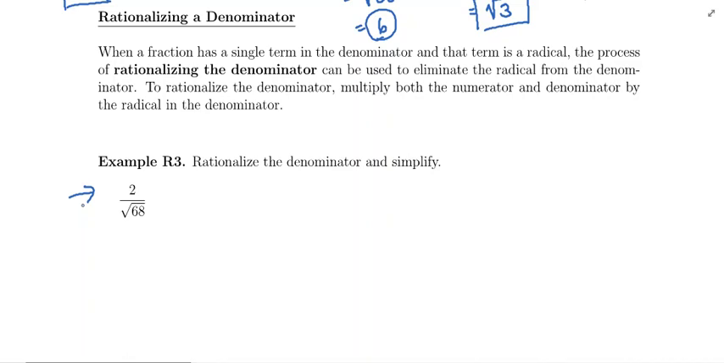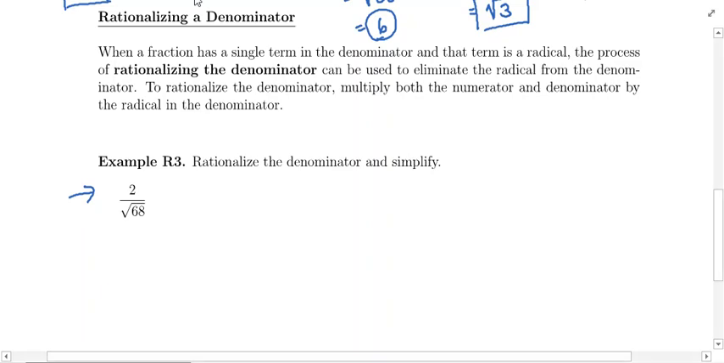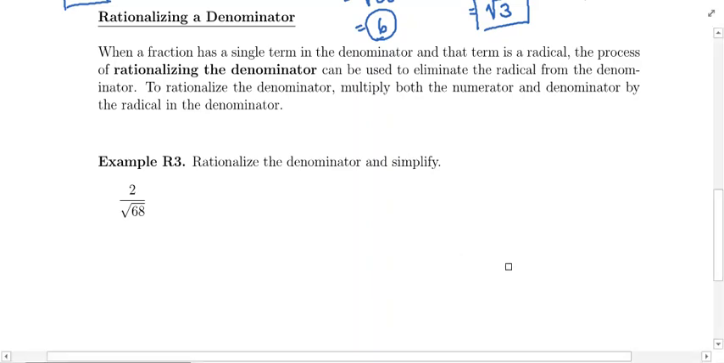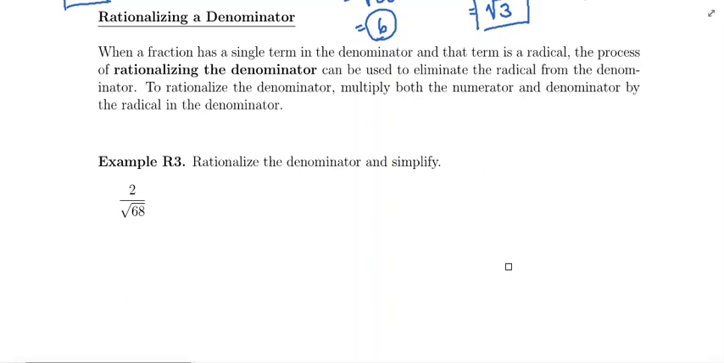So I'm going to show you how this works. Let's go up here and read really quickly, and then we'll work on the example. Up here it says when a fraction has a single term, which just means single piece, in the denominator, and that term is a radical, the process of rationalizing the denominator can be used to eliminate the radical from the denominator. To rationalize the denominator, multiply both the numerator and the denominator by the radical in the denominator.